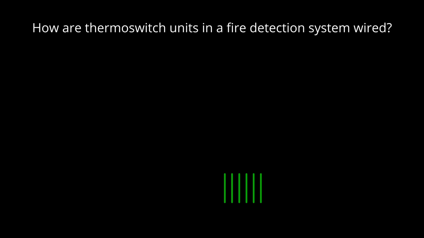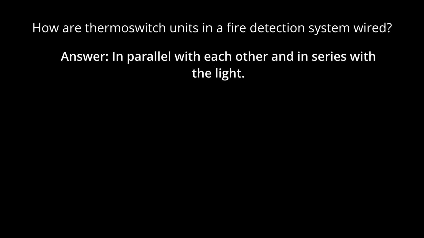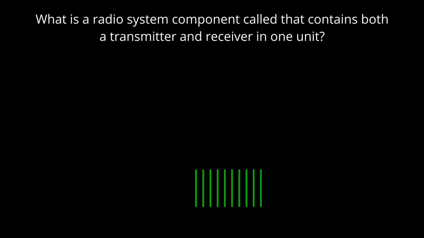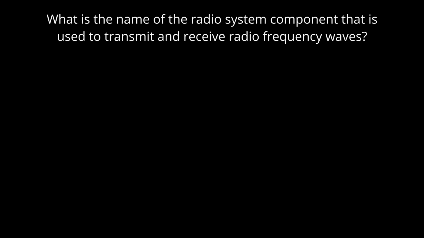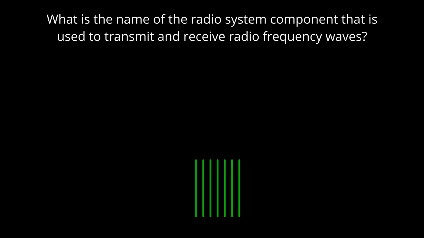How are thermal switch units in a fire detection system wired? Parallel with each other and in series with the light. Y'all should remember that. You might find that one again. What is a radio system component called that contains both a transmitter and a receiver in one unit? Transreceiver. What is the name of the radio system component that is used to transmit and receive radio frequency waves?